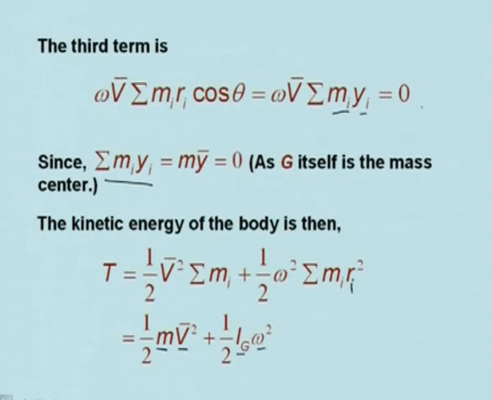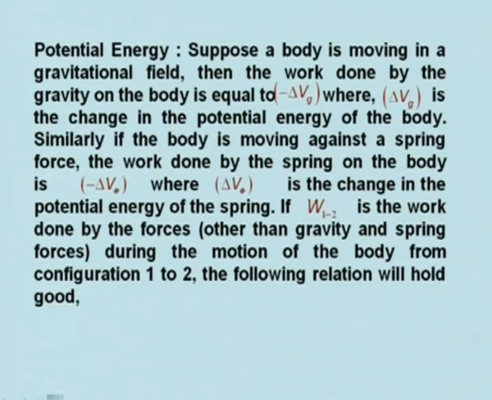So, we have got a nice expression for the kinetic energy of the body, that is half m v bar square plus half I_G omega square. So, translational kinetic energy and rotational kinetic energy. Rotational kinetic energy is half I_G omega square, translational kinetic energy is half m v bar square, and kinetic energy is basically the capacity to do work because of its motion. So, both can be there.